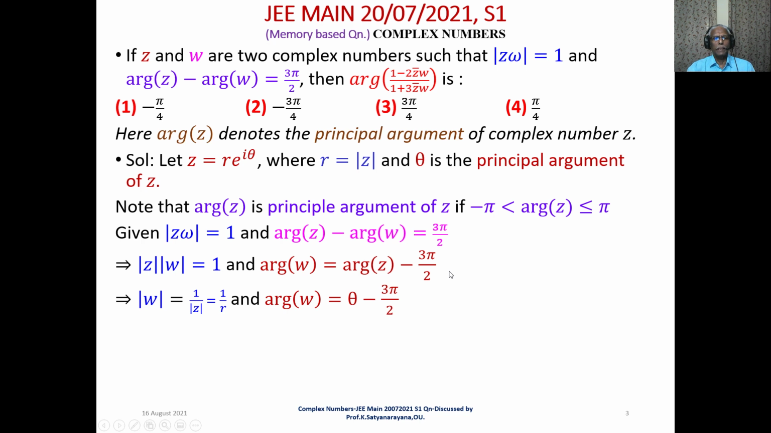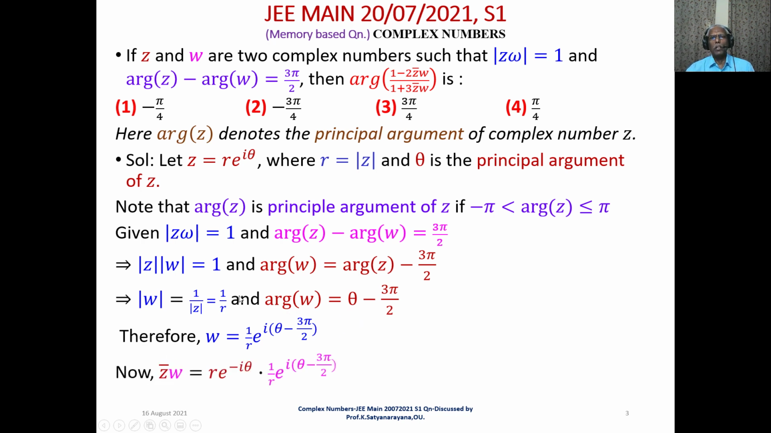Now we can write the polar form of the complex number W. What will be the polar form of the complex number W? W is equal to mod W into e to the power of i times the argument of W. Therefore, W is equal to 1 by r into e to the power of i times (θ minus 3π/2).